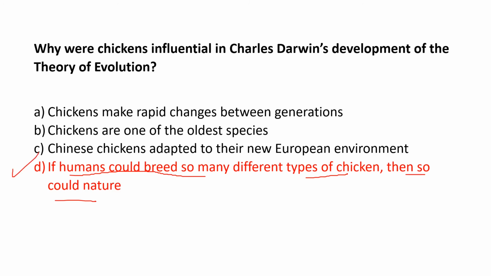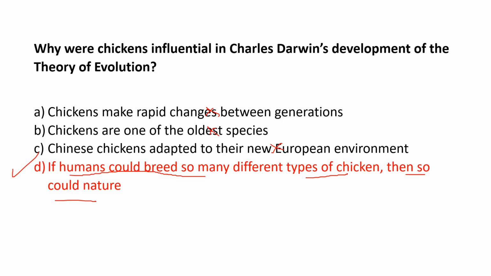So this is why. C is not correct because Chinese chickens adapt to their new environment, the European environment. Actually, Darwin wasn't talking exactly about that. Darwin was talking about that there is variation and they can adapt to new environments and the ones that are better adapted are the ones that survive. So this is not exactly the best answer. Chickens are one of the oldest species, thus there is no relationship, and chickens make rapid changes between generations. This is not exactly what Darwin said.